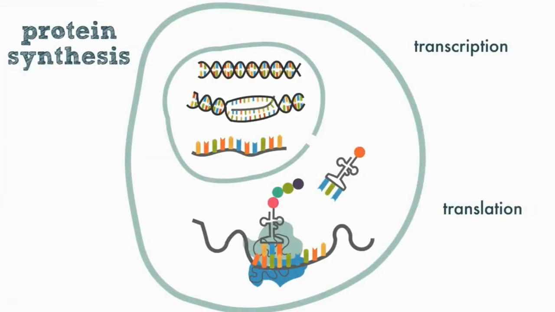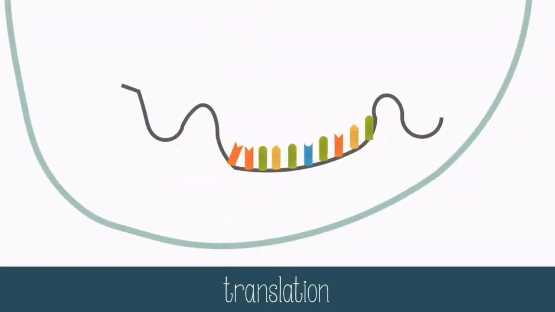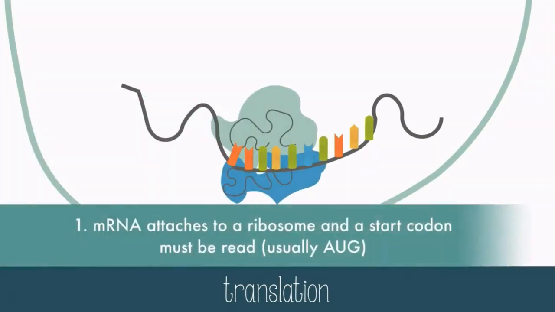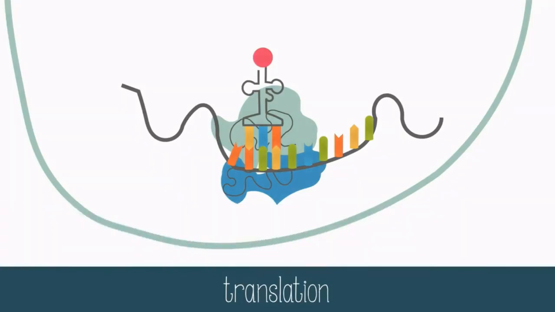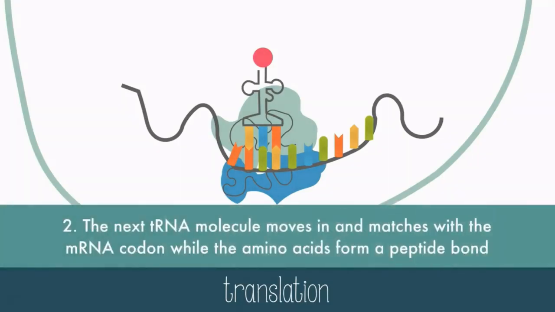Translation occurs in the cytoplasm of the cell wherever there's a ribosome. To get translation started, mRNA attaches to a ribosome, and a start codon must be read. It's usually AUG, and I remember that school starts in August, and that helps me remember AUG. The first amino acid is brought in by tRNA. The anticodon on tRNA matches up to the codon on mRNA. Then the next tRNA molecule moves in and matches up with the mRNA codon.